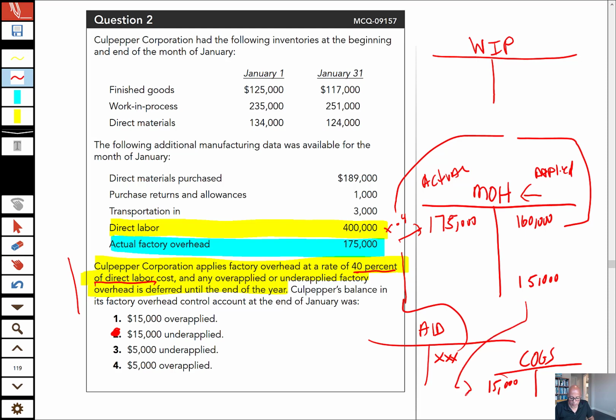If we're over applied, that would mean that there'd be a bigger credit than debit. So to close this out, we'd have to debit the manufacturing overhead and we would credit cost of goods sold. And then they had the annoying thing that they kept calling that expense. Just call it what it is. It's cost of goods sold.